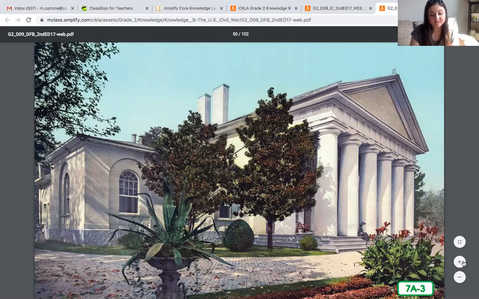Lee was proud to serve in the U.S. Army before the Civil War, but Robert E. Lee was born and raised in Virginia, a Confederate state. Lee married Mary Custis, a great-granddaughter of George and Martha Washington. After they married, Robert and Mary lived in Mary's plantation home known as the Arlington House. This is a photo of Arlington House in Virginia.